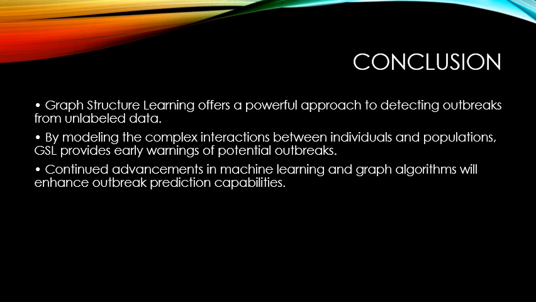Conclusion. Graph structure learning offers a powerful approach to detecting outbreaks from unlabeled data by modeling the complex interactions between individuals and populations. GSL provides early warnings of potential outbreaks. Continued advancements in machine learning and graph algorithms will enhance outbreak prediction capabilities.